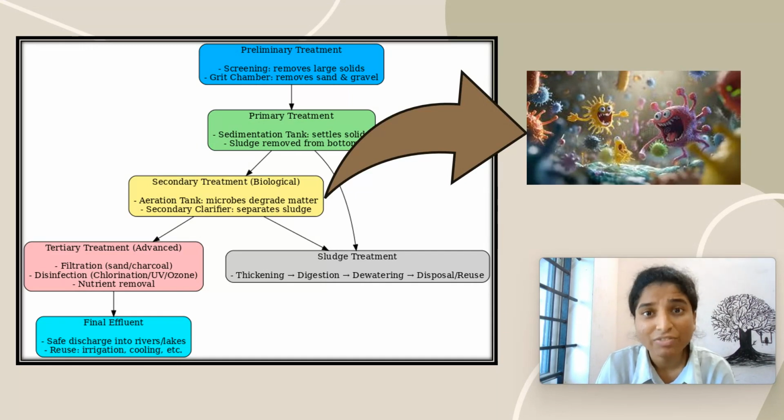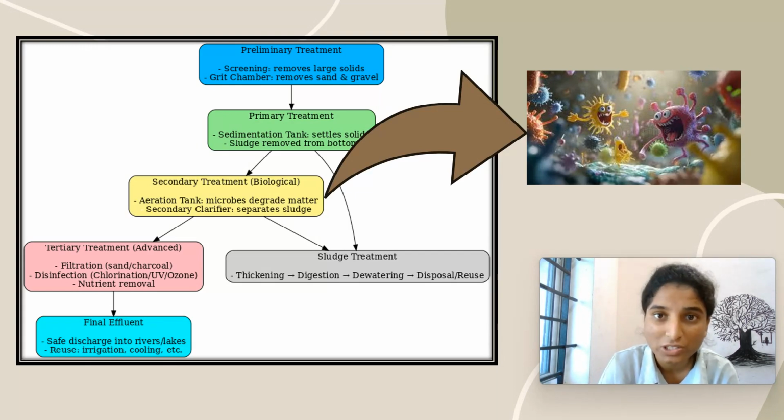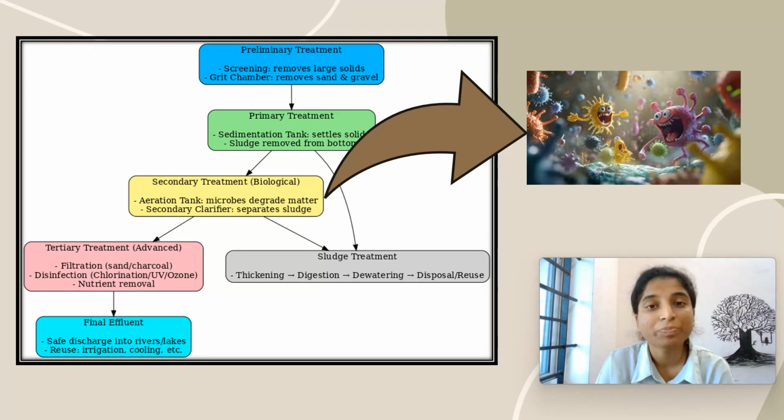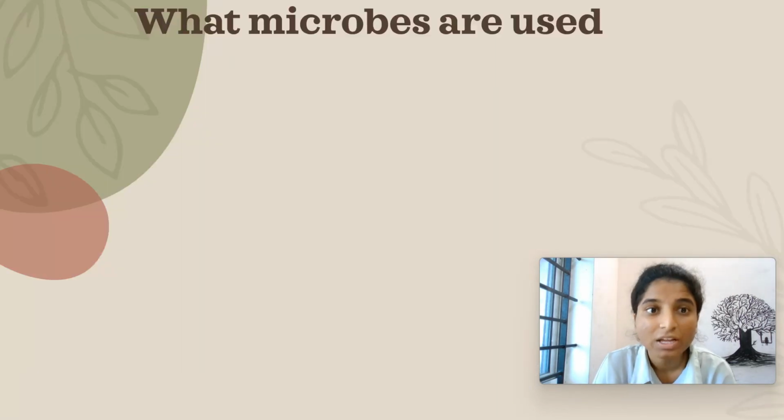The sludge, the waste which is taken from the secondary treatment, is thickened, digested, and dewatered, and if at all some water is remaining, that water will also be taken out. And next, disposal. The disposal will be very safe. And what microbes are used in wastewater treatment?